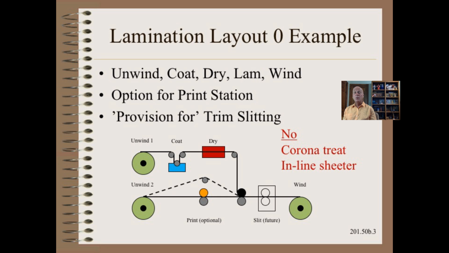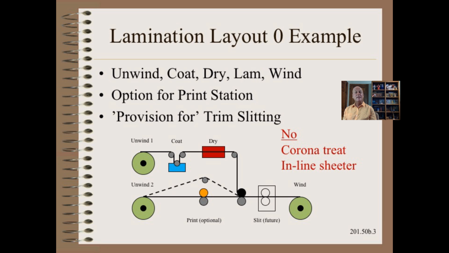Here we already are making decisions. First, that if corona treat is required for coating, it will be pre-treated in the prior process. Second, that the product will never be sheeted in line, which is not common on laminators anyway.